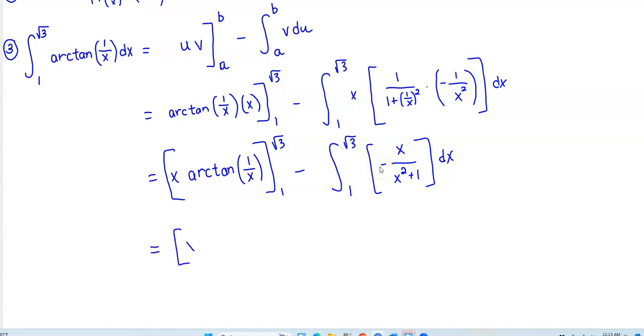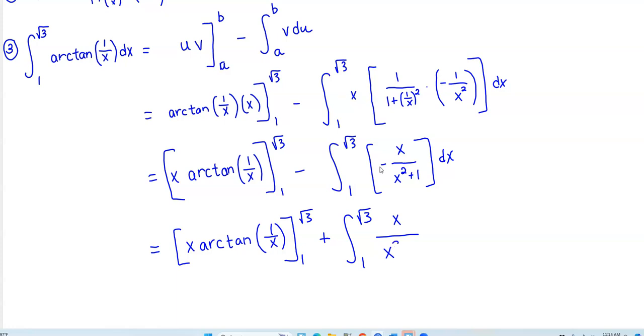So we have x times the arc tangent of 1 over x going from 1 to the square root of 3 plus the integral from 1 to the square root of 3 of x over x squared plus 1 dx.